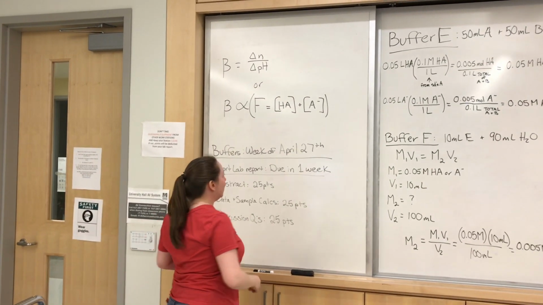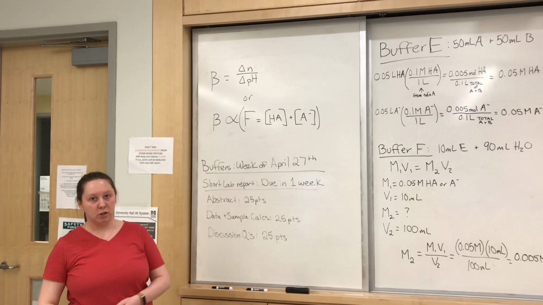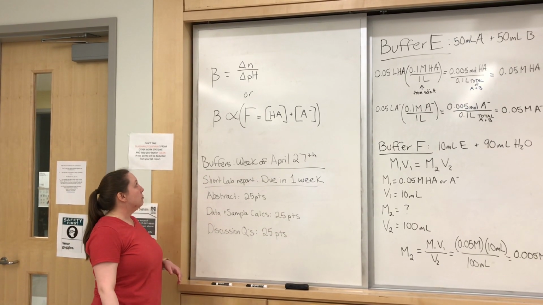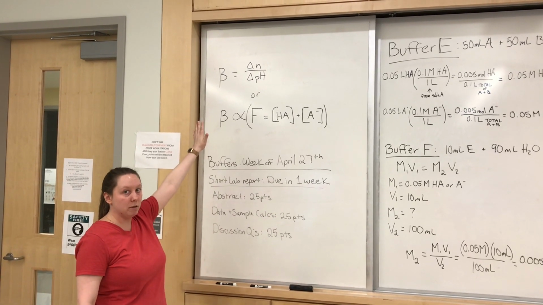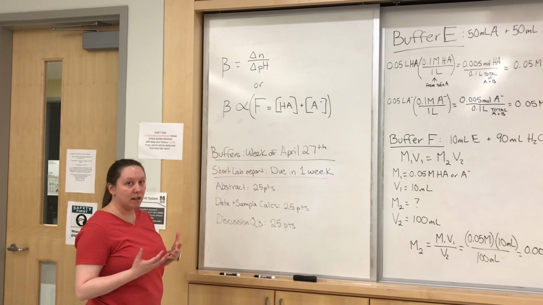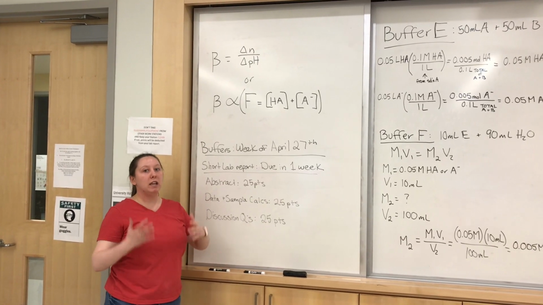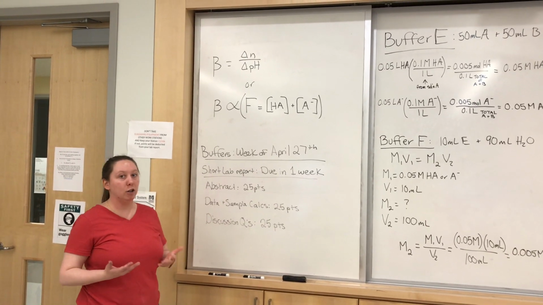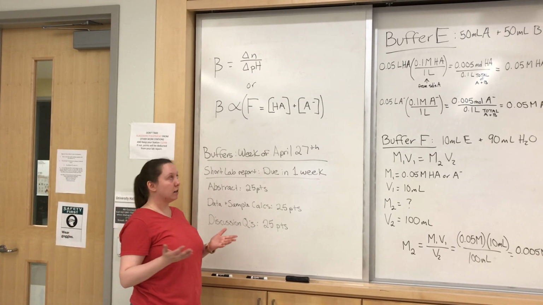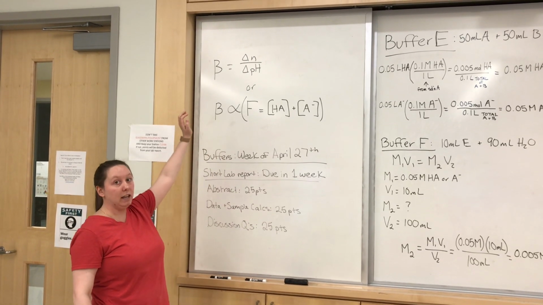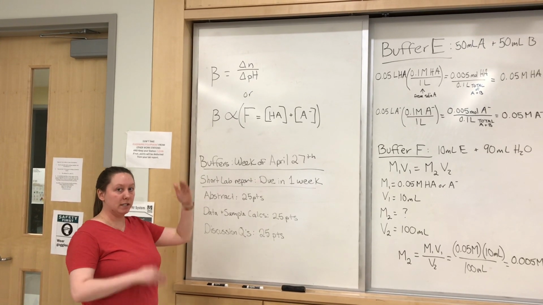When we are thinking about the buffer capacity of these different buffer solutions that we're making, the buffer capacity is inversely proportional to the change in pH. And that should make sense, right? Because if your buffer system, when you add titrant, if the pH changes a lot, it's not a good buffer. If your pH only changes a little bit, that's a good buffer. So your buffer capacity is inversely proportional to the change in pH, so it's the opposite.